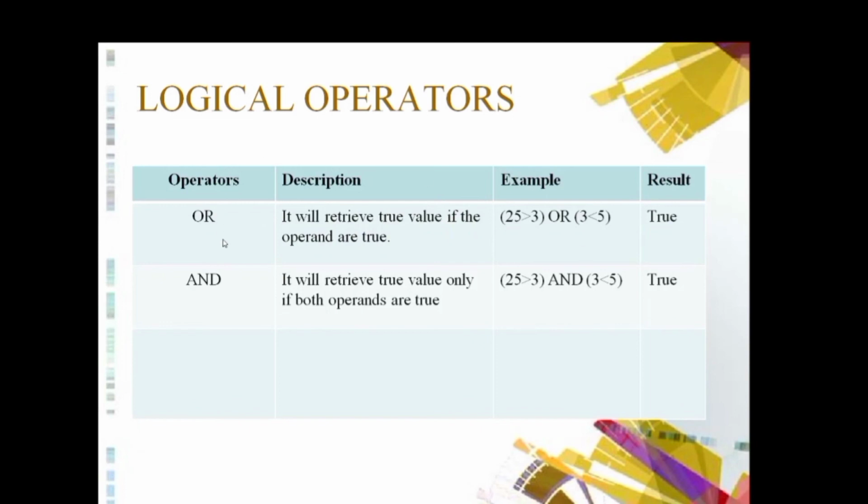Okay, after that the OR, it will retrieve a true value if any of the operands is true. So 25 is greater than 3, this one condition is true. Here 3 is less than 5, this one is true. So both the conditions are true. In case of OR, if any one condition is true, then it will also provide us the true result.